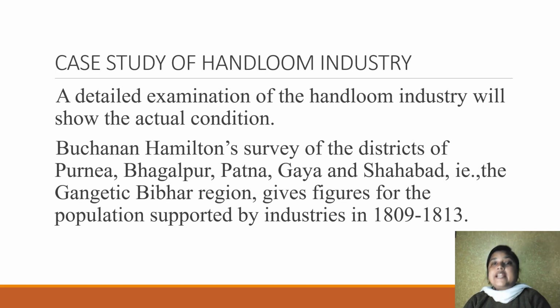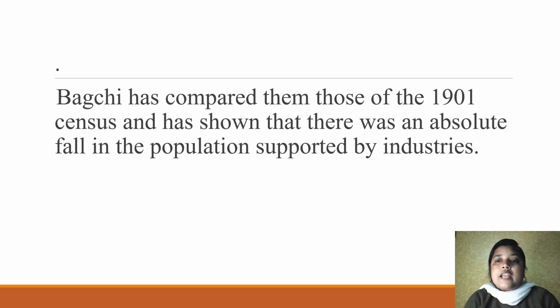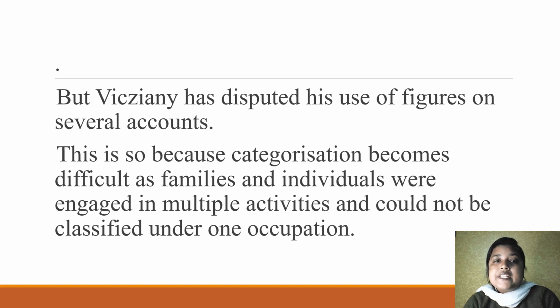Now, let us take an example and a case study of the handloom industry. A detailed examination of the handloom industry will show the actual condition. Buchanan Hamilton's survey of the districts of Purnia, Bhagalpur, Patna, Gaya, and Shahabad, that is the Gangetic Bihar region, gives figures for the population supported by industries in 1809 to 1813, and A.K. Bagchi has compared them with those of the 1901 census and has shown that there was an absolute fall in the population supported by industries. But Vijayani has disputed his use of figures on several accounts.